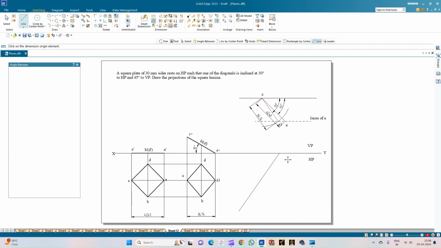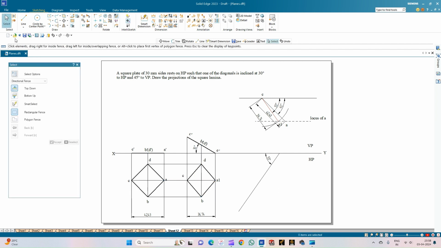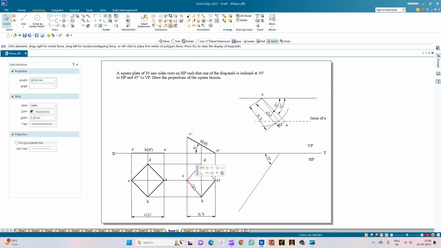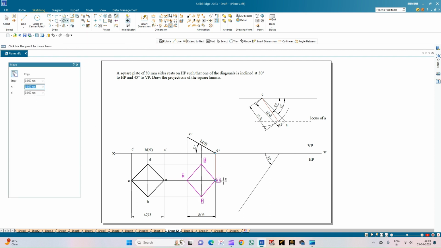So let us measure this angle. So this is 55. Okay, so now on this 55-degree line, we are going to place this distorted position of the square and then get its front view. So for that, let us select the square along with the annotations, and now we will select the move option, ensure the copy is on. So let me select the point A.